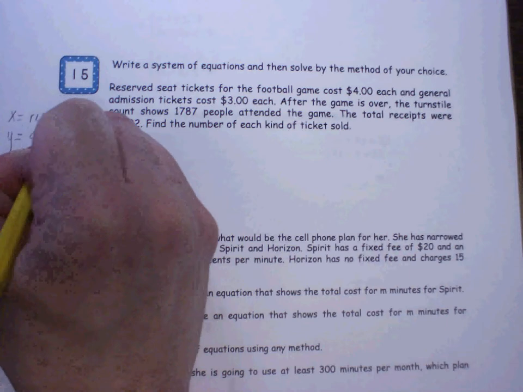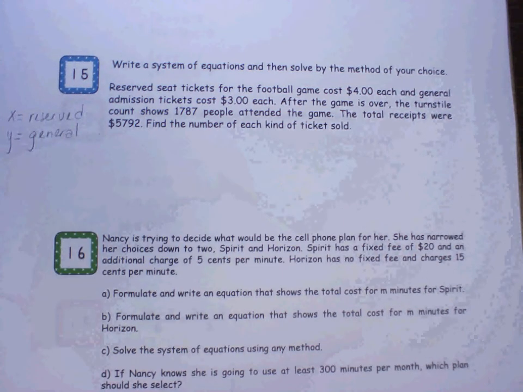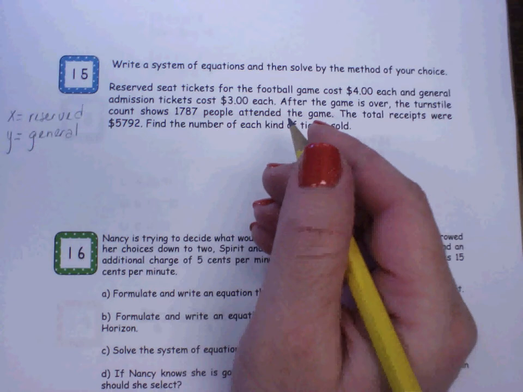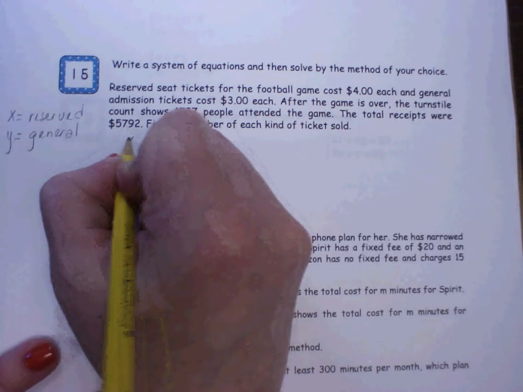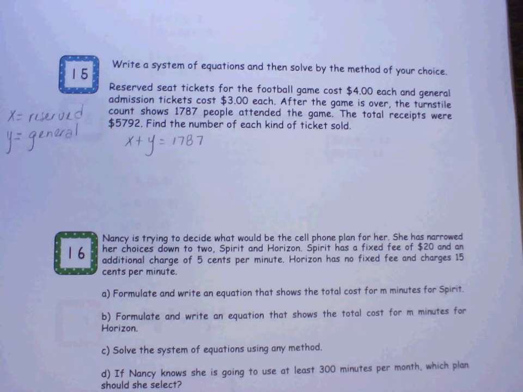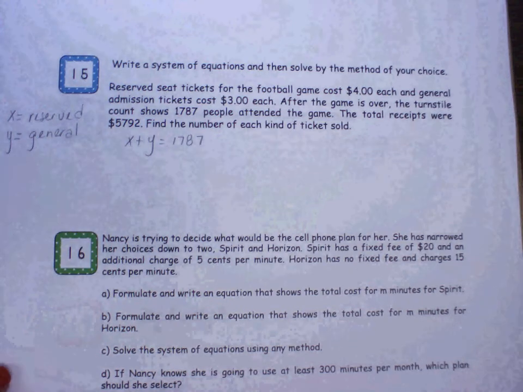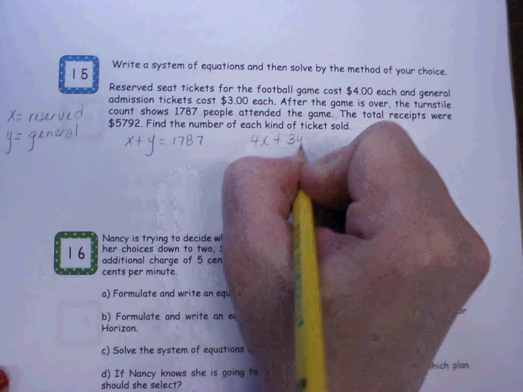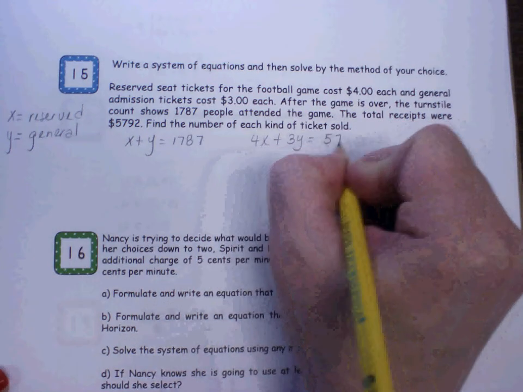Okay, so there was a total of 1,787 tickets sold or people attended. So that would be x plus y equals 1787. And then the other one has to do with the money that was raised, right? 4x plus 3y equals 5792.